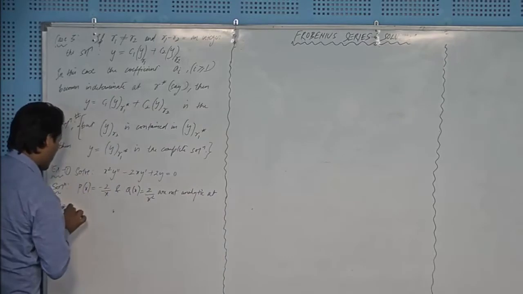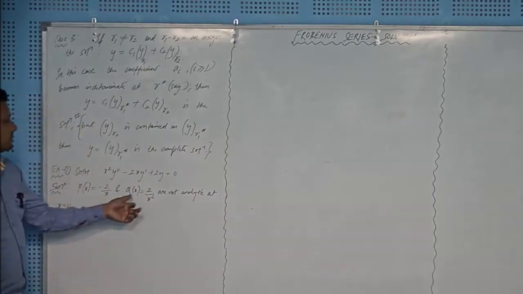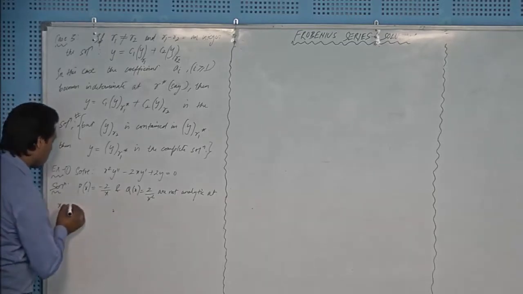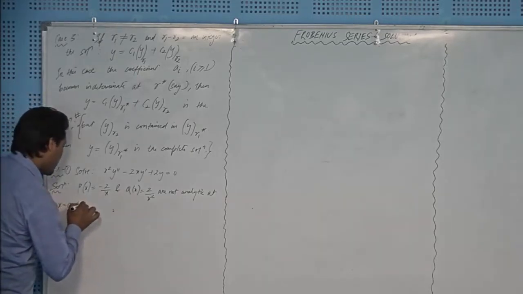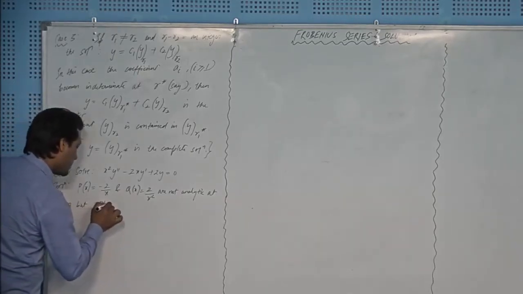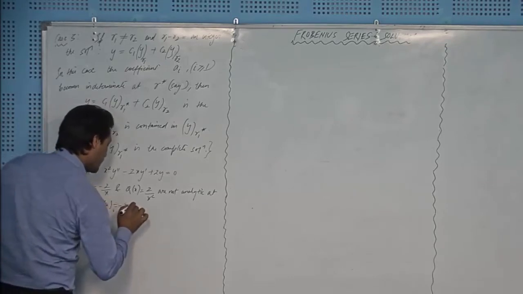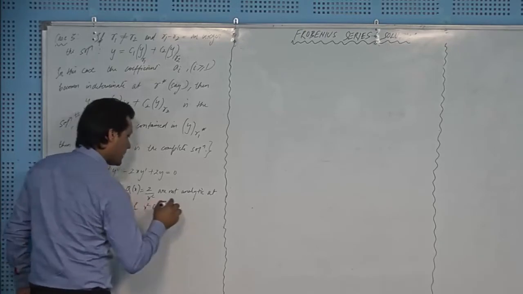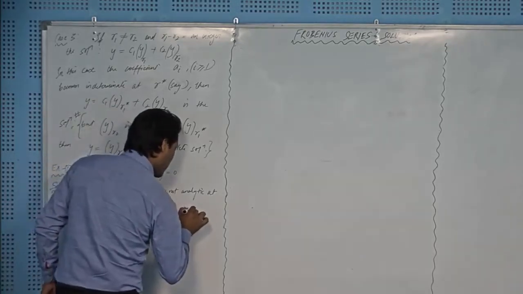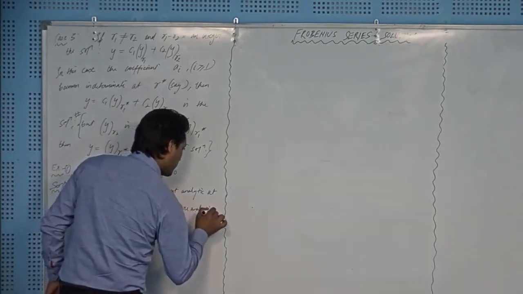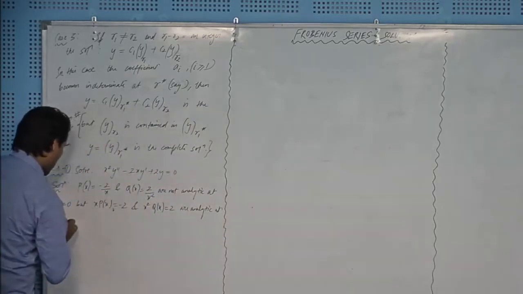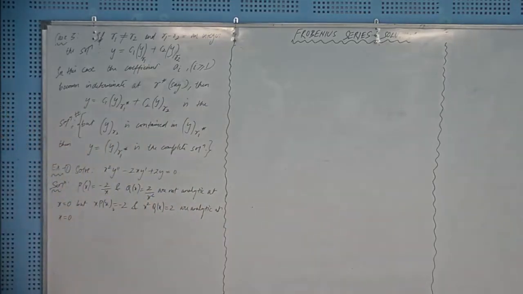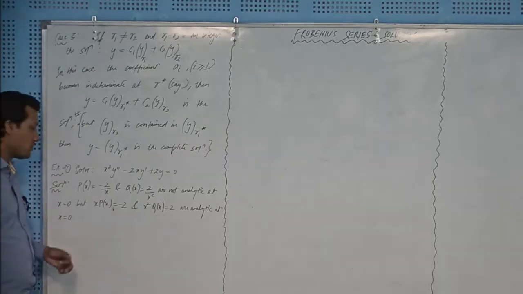You can see that both of these functions become infinity at x equal to 0. But if you multiply p with x, that will give you minus 2, and multiplying q(x) with x squared will give you 2, which are analytic at x equal to 0. So it indicates that x equal to 0 is a regular singular point.